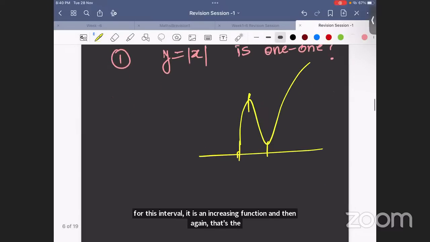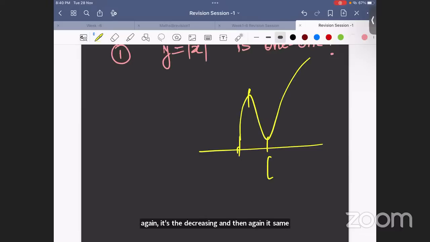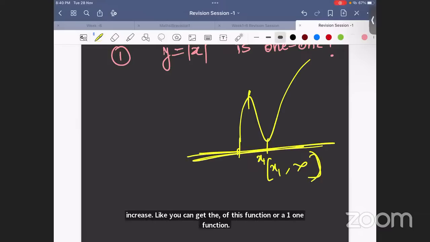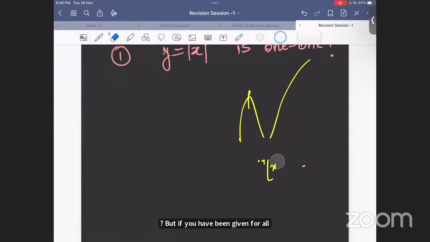But the domain matters, basically. From this point, for example, this is some x1, from x1 to infinity, if you have been asked, then it's increasing, so you can get the inverse of this function, a 1-1 function, right? But if you have been given the whole domain, you can't say that, because it's increasing, decreasing, increasing. So you can't say anything about that. Got it, sir.